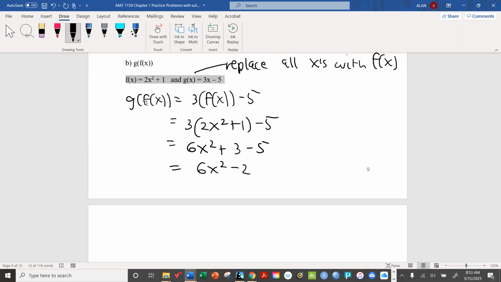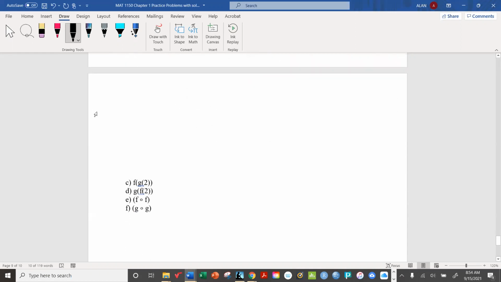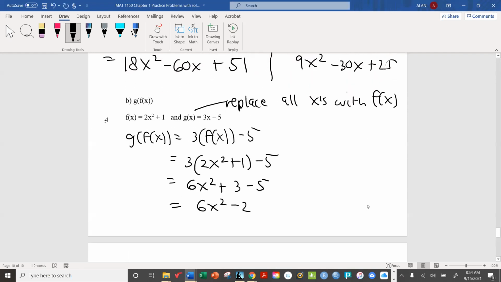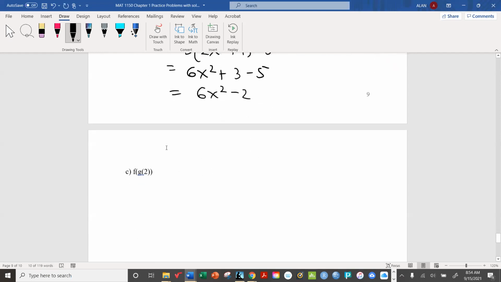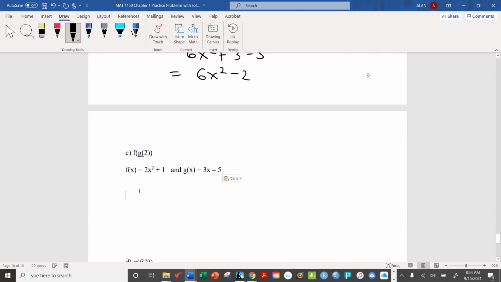Now, the next two are easier because we're actually using constants. So for example, if you look at this one, f of g of 2. Now, what that tells me is that your best bet is to solve for g of 2.